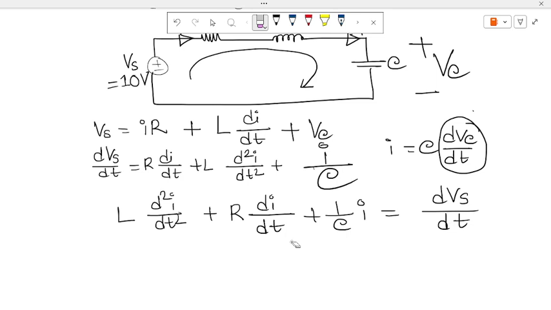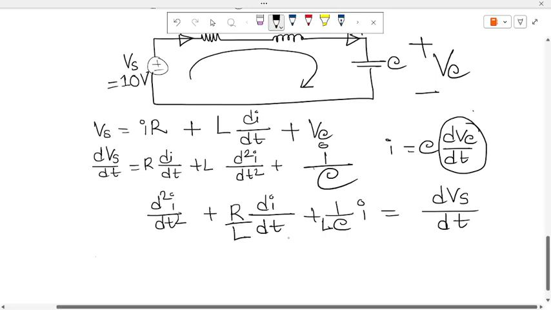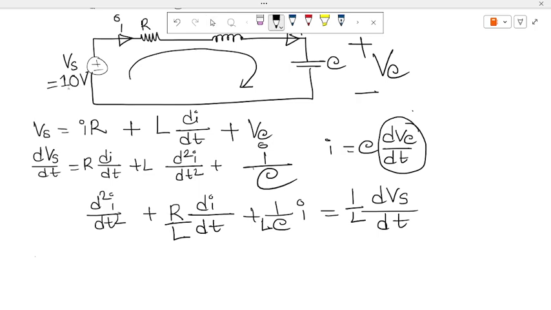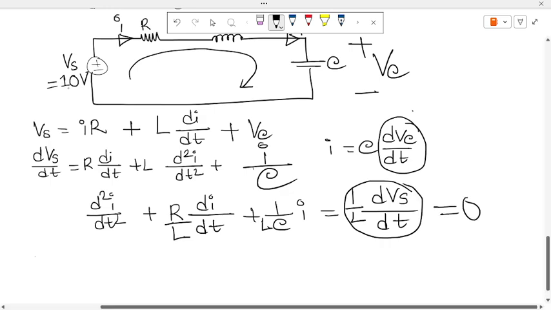And now I divide both the left hand side and right hand side by L. So this is my equation, and as in this video I am using a DC source, that means Vs is constant 10 volt. So if I differentiate it, it will become 0. So I have obtained a homogeneous differential equation, as there is a 0 at the right hand side.